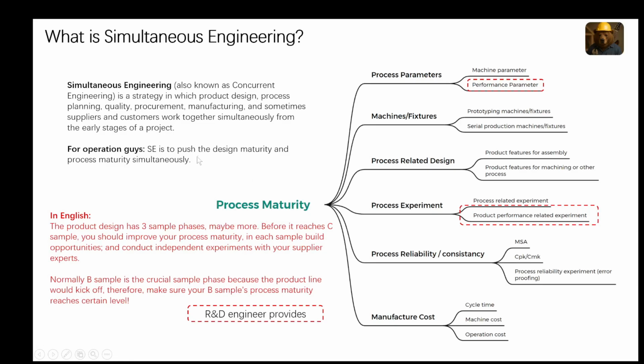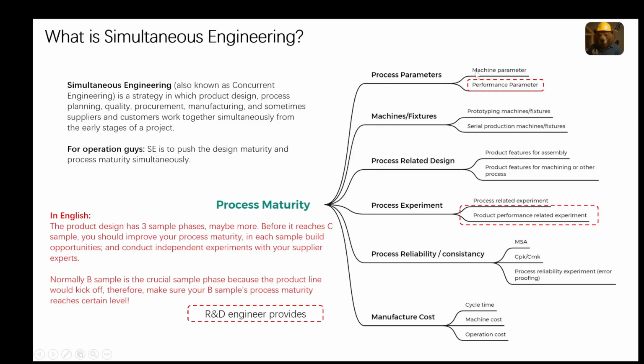Product maturity, you already know: A sample, B sample, C sample. Process maturity, I've divided it in several sections. The first we say process parameter. Of course, in the machine, at the serial production machine or at the prototype machine, you have a torque if you do a screwing process, and you have a rotation speed and whatever, or use voltage, electricity, current for your soldering or welding process. This is process parameter. There are machine parameters and performance parameters.